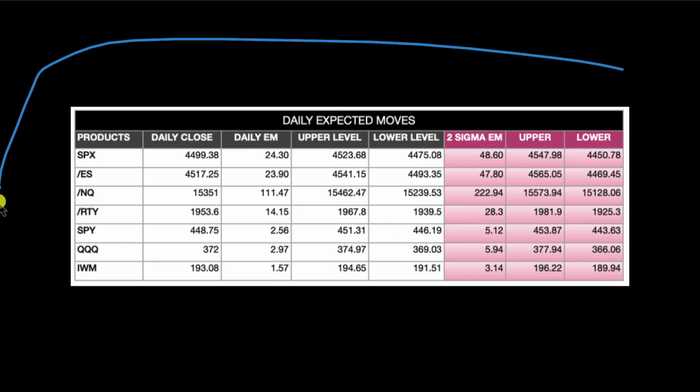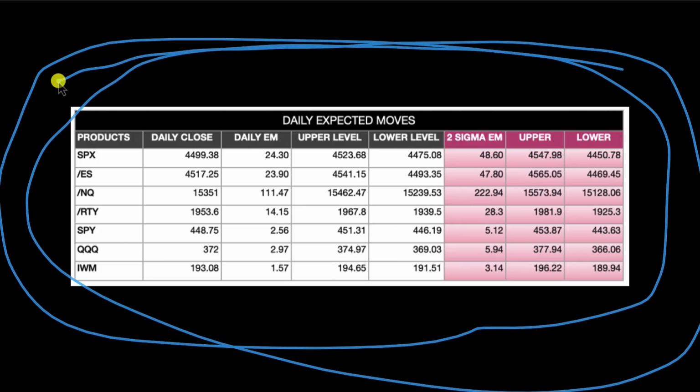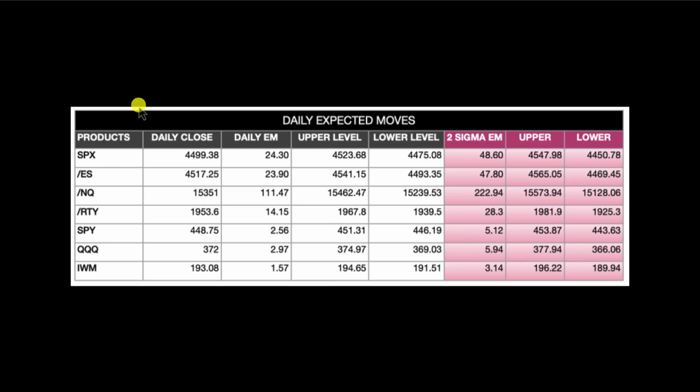If you want to screenshot, this is the daily expected moves that I share with my Patreon group and Discord group every day. I didn't go over the Qs or any other products, so I figured I'd share this with you. You've got upper levels here, lower levels, and then if you want to put the 2 sigma levels on your chart, they're right there. That's all I got for you.